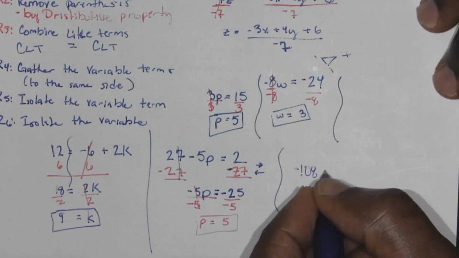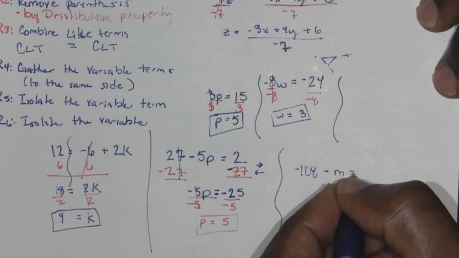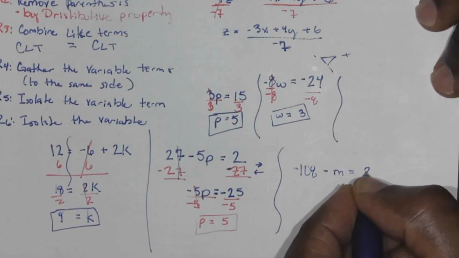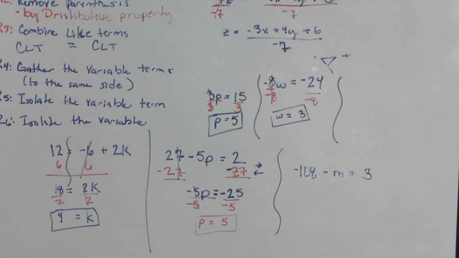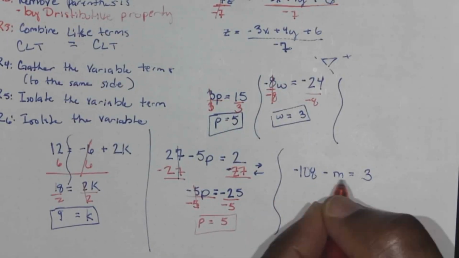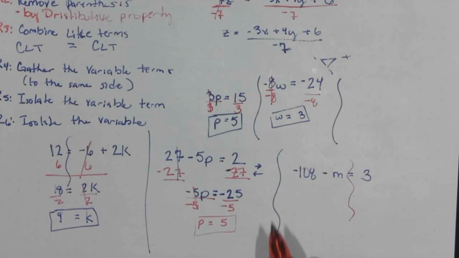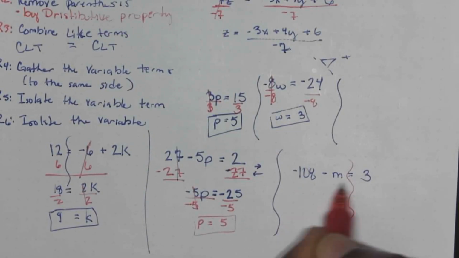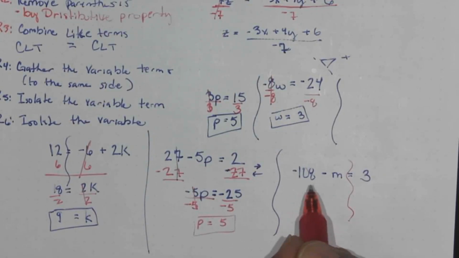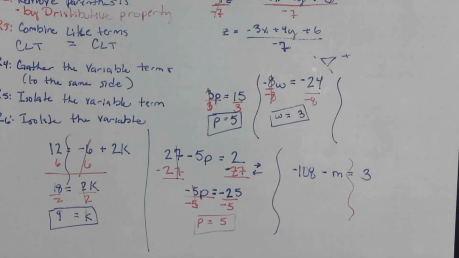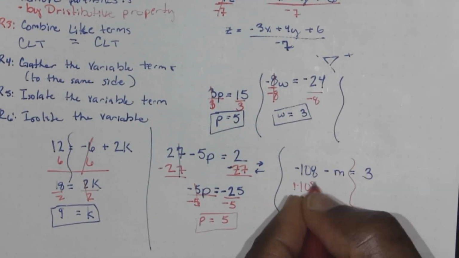-108 minus m equals 3. All right, now what are you going to do? You're trying to get m by itself. Who needs to move though? -108 has got to go. How are we going to get it to go? Anytime you want to go across this equal sign, if you've got a constant term, it's adding the opposite. So we're going to add 108 to both sides.